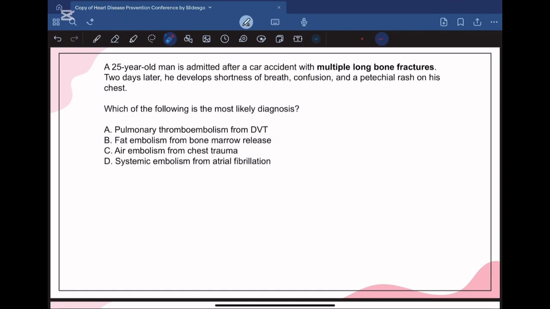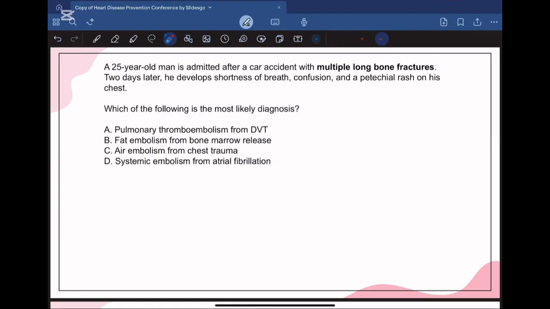A 25-year-old man is admitted after a car accident with multiple long bone fractures. 2 days later he develops shortness of breath, confusion, and petechial rash on his chest. Which of the following is most likely the diagnosis? So basically here we are being asked about the diagnosis of this case. So what do you think is the answer?